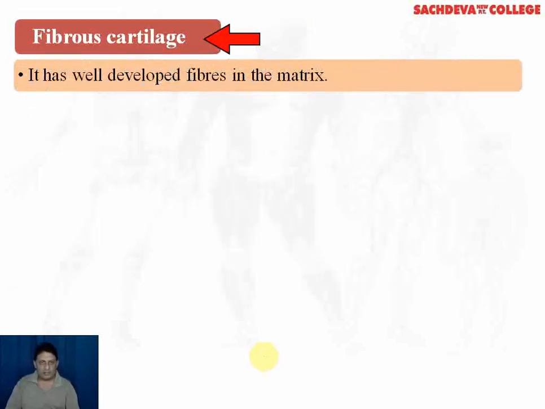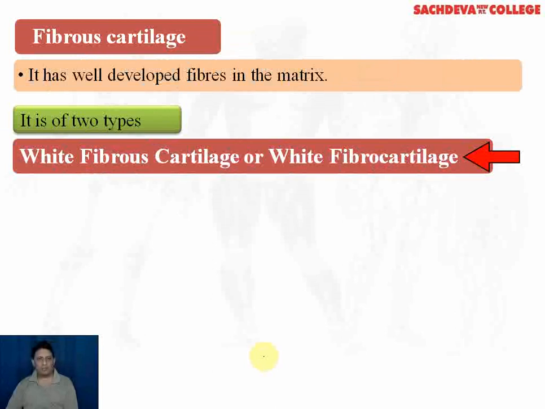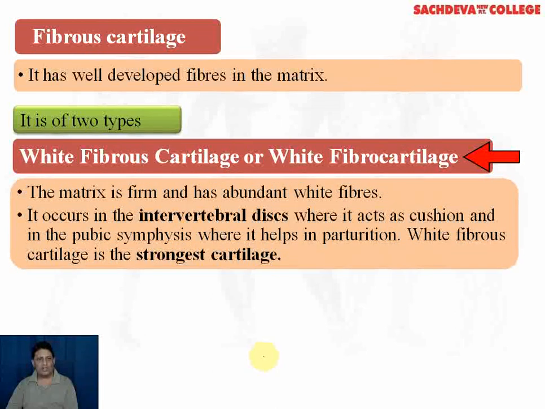Coming to fibrous cartilage, it is called fibrous because it contains well-developed fibers. It is of two types. First is the white fibrous cartilage or the white fibrocartilage. The matrix is firm and has abundant white fibers. It occurs in the intervertebral disc. Intervertebral disc is the disc present between different vertebrae, and it acts as a cushion. And in the pubic symphysis, where it helps in parturition. Parturition is the process of giving birth. It is also a very strong cartilage.